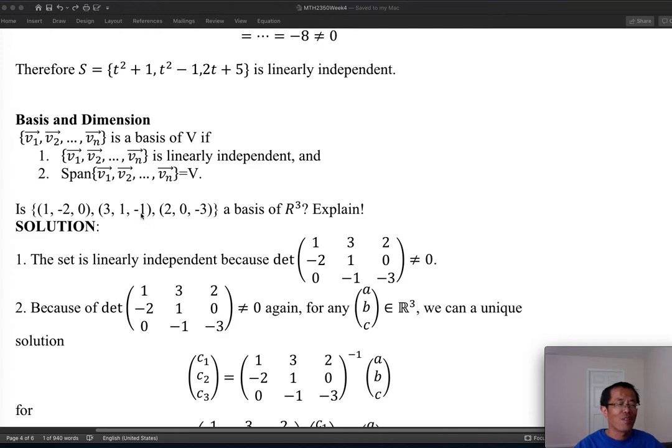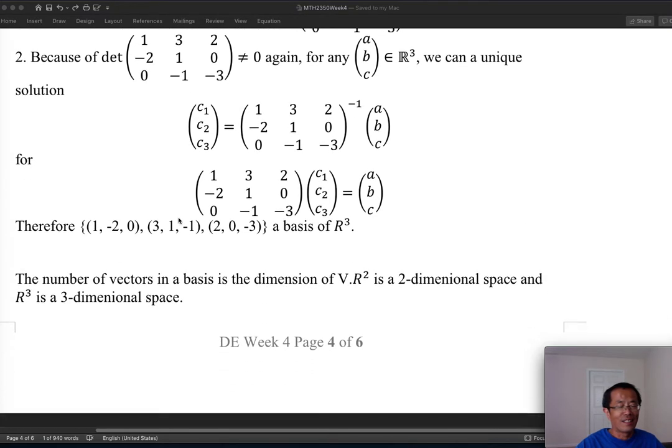Okay, we consider this set as the basis of a vector space if the set is linearly independent and the span of the set turns out to be the entire vector space. Hopefully it's easy to understand. Actually, this one forms the basis for the vector space R3, and it has three vectors. That's the dimension.